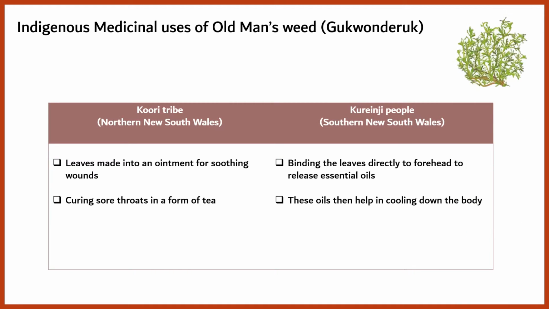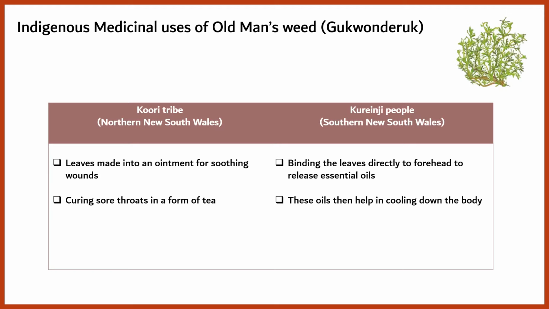Indigenous name Gok Wundarok, old man's weed has a variety of medicinal properties, this being useful to treat a range of ailments. The indigenous Koori tribe of northern New South Wales use the plant for soothing wounds and inflammations or curing sore throats. The Karenji community utilise traditional methods of binding the leaves of the plant directly to the forehead in order for the body heat to release the plant's essential oils into the skin.